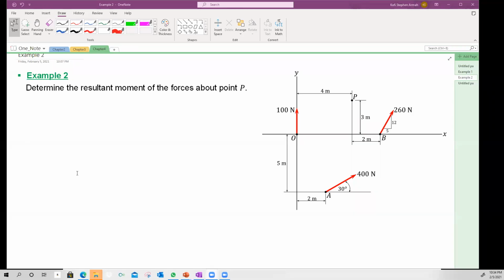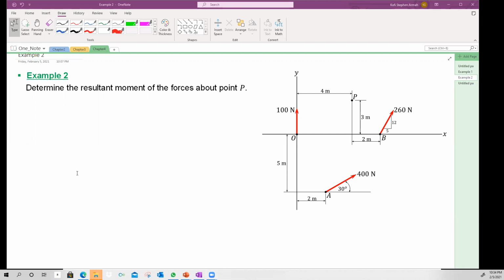Okay, so welcome back. We are still on the scalar formulation. That is 2D, everything is happening here. Let's see if you can understand this example, so that you can solve any 2D problem easily.